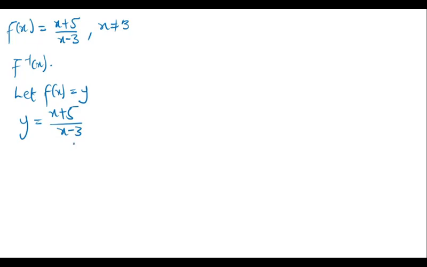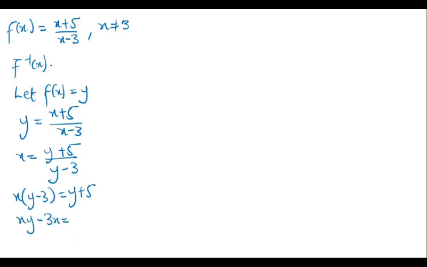Now we interchange the positions of the two variables that we have. So x is now equal to y plus 5 divided by y minus 3. We now make y the subject again to find the inverse. So we cross multiply, x into bracket y minus 3 is equal to y plus 5. So this is xy minus 3x is equal to y plus 5.